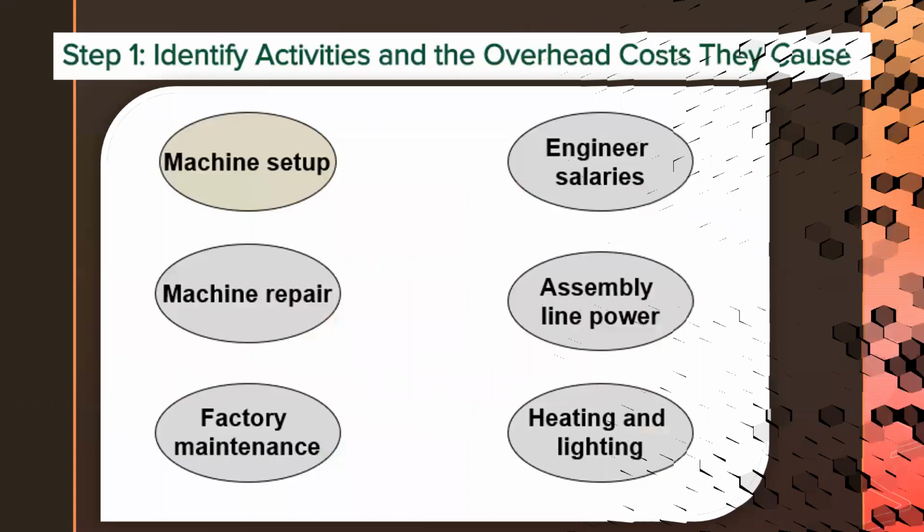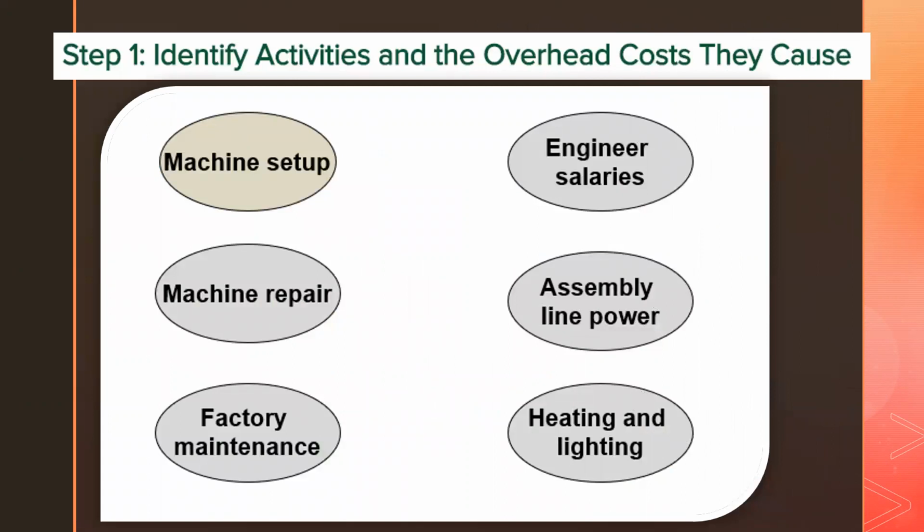That's why we use it for our internal, for managerial accounting, while the plant-wide department rate is what we are going to use for generally accepted accounting principles. So step 1, we are going to identify all the activities and the overhead costs that they cause. So here, the company has identified 6 different activities that go into factory overhead. We've got machine setup, engineer salaries, machine repair, assembly line power, factory maintenance, heating and lighting.